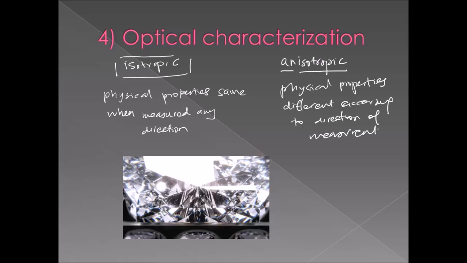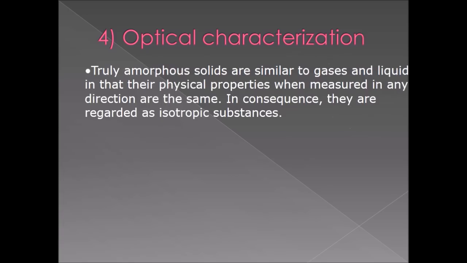When you look at the example of a diamond, when the light passes through the diamond in this way, it shines like this, but when it passes through this way, it does not shine in the same direction, but shines in another direction. This is what you call anisotropic properties. Truly amorphous solids are similar to gas and liquid, in that their physical properties when measured in any direction are the same. That's why they are isotropic substances. So when you have an isotropic substance, it is usually amorphous.